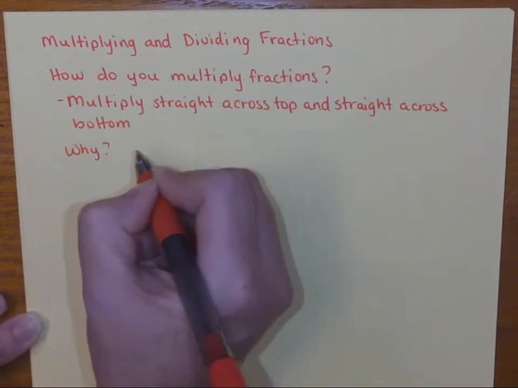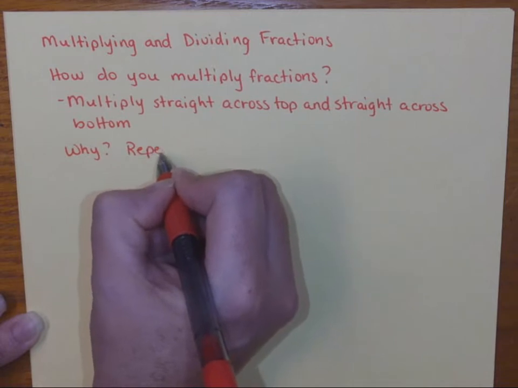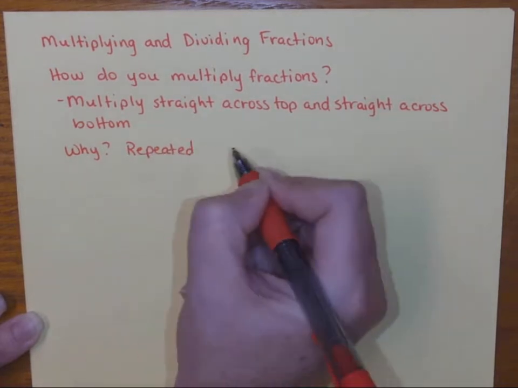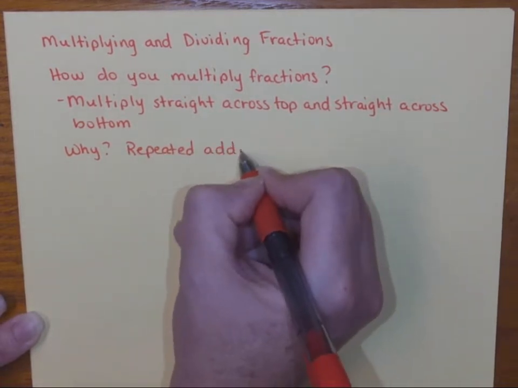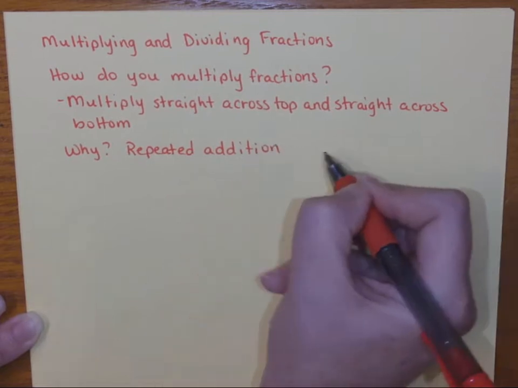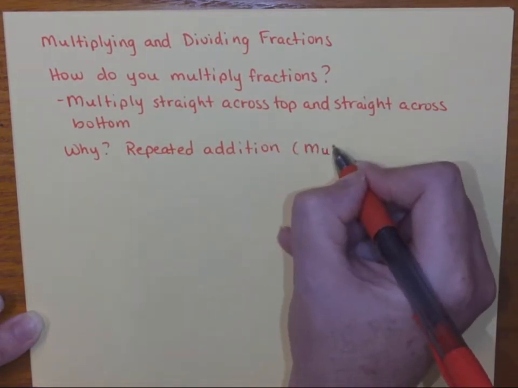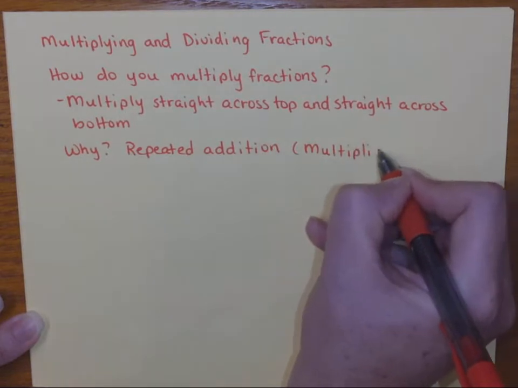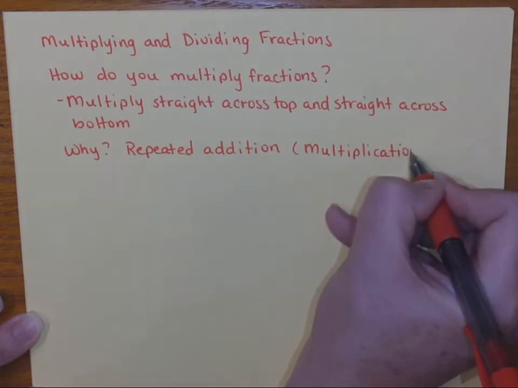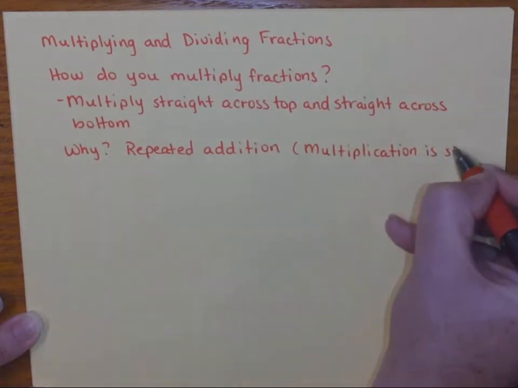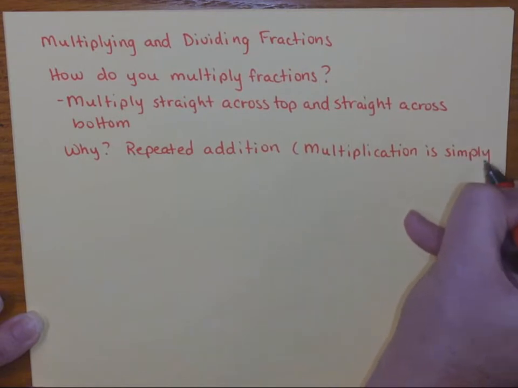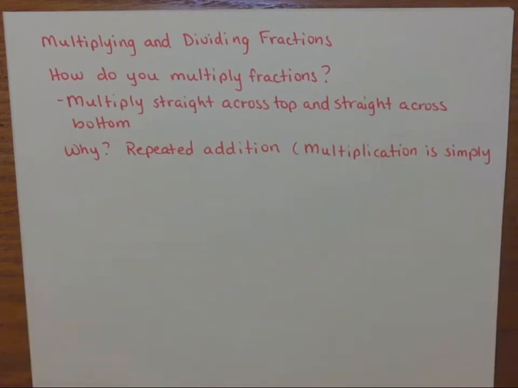Why do we do that though? The reason we do that is the concept of repeated addition. That's all multiplication is. We describe multiplication as just simply adding the same value repeatedly. So when we teach whole number multiplication, that's what we say, right? If we're teaching 2 times 3, we're teaching that there are 3 2's being added.